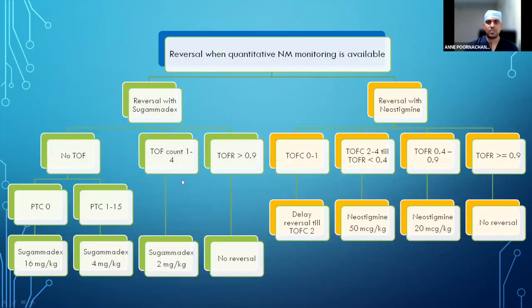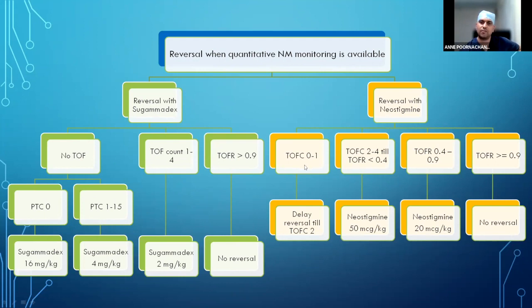Dr. Lakshmi Narasimhulu sir has already spoken about these things. I'll just brief it. When we do quantitative neuromuscular monitoring, sugammadex can reverse any level of block. If there is no TOF count and no PTC, that is an intense block: 16 milligram per kg of sugammadex. If there is no TOF count but a PTC count is present, sugammadex 4 mg per kg. If the TOF count is between 1 and 4, then sugammadex 2 mg per kg, and if the TOF ratio is more than 0.9, no need for reversal.